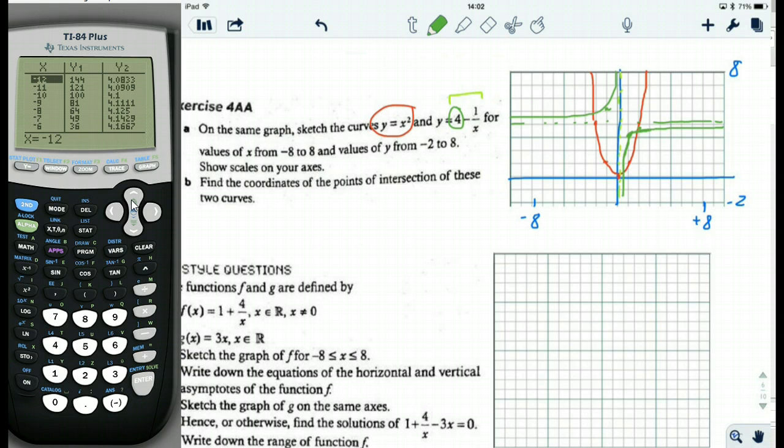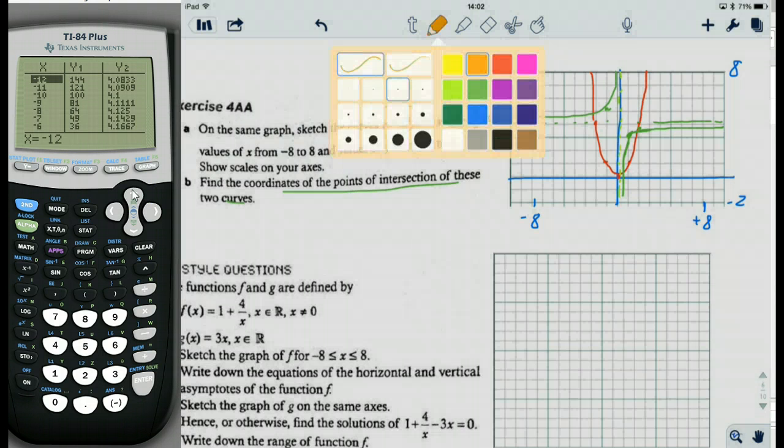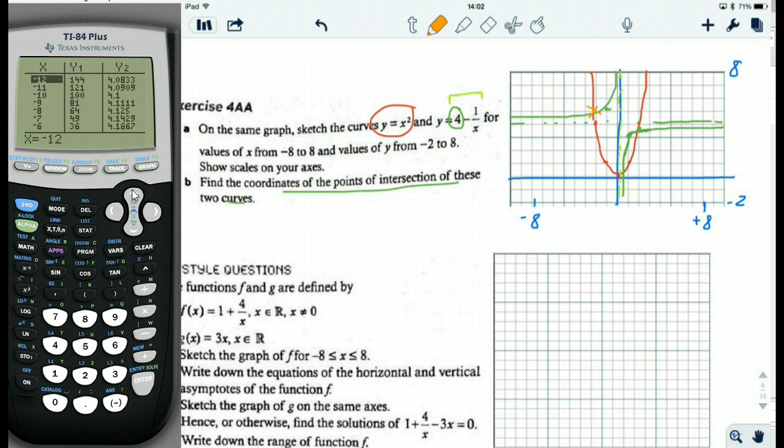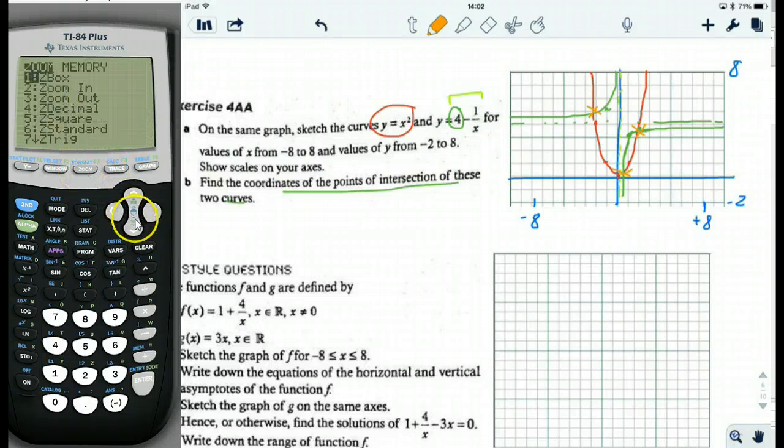So find the coordinates of the points of intersection of these two curves. Okay, then you definitely want the calculator. Remember that the points of intersection are here and here and here. There's 3. So we're going to use the graph on the calculator, and we're going to find that intersection point, and that intersection point. If you want to, you can zoom in a little bit more. Let's see if we're on Zoom Standard.